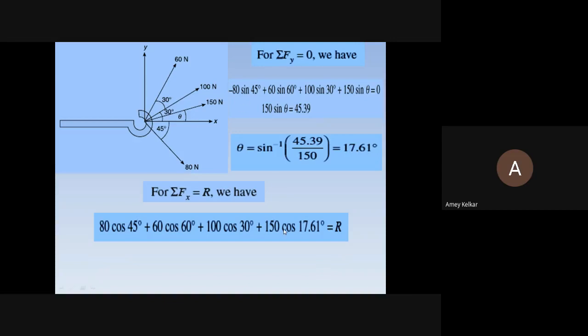Here this substitution comes. This is 150 cos theta. Theta is here. Substitute, we'll get R. This is perhaps the easiest example. You need not square and add and do all such things. From one equation you are getting theta, and from one equation you are getting the resultant directly.